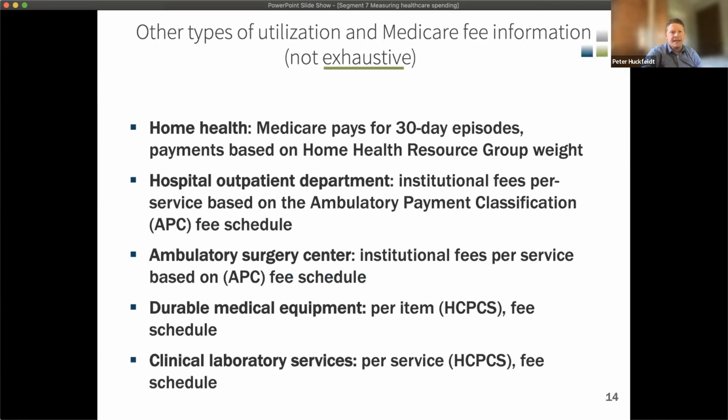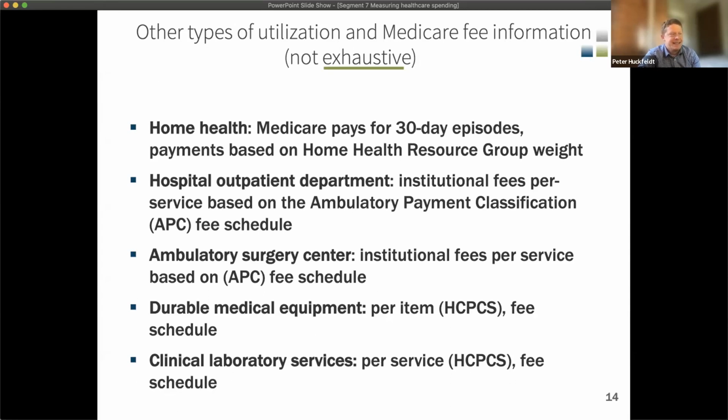And just to note that there are other settings in fee-for-service Medicare that have other types of units of payment. As I mentioned earlier, Medicare pays home health agencies for 30-day episodes of home health care, so that's an episode-based payment. Hospital outpatient departments are paid on a per service level based on an ambulatory payment classification fee schedule. Ambulatory surgery centers are also paid on the APC fee schedule, and durable medical equipment and clinical laboratory services are also paid on a HCPCS level. So conceptually, that's not too hard to implement in the Medicare Advantage data.